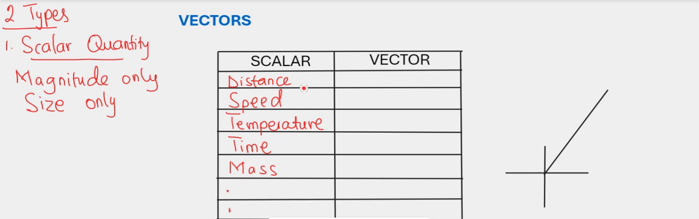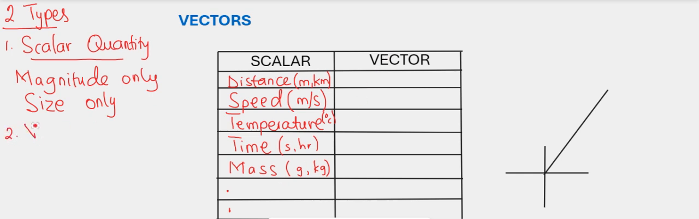Looking at the units of these quantities, with distance, we can have it measured in meters, kilometers, in miles, etc. Speed can be in meters per second or kilometers per hour. Temperature is usually degrees Celsius in our part of the world. We can have degrees Fahrenheit in other parts of the world. Time, that is seconds, minutes, hours. Mass, grams or kilograms. So look for two more and add their respective units.